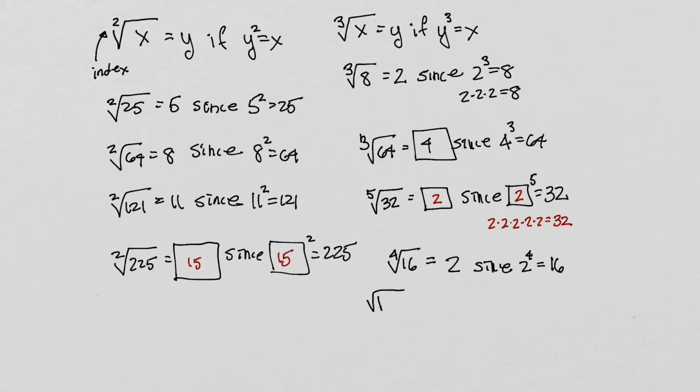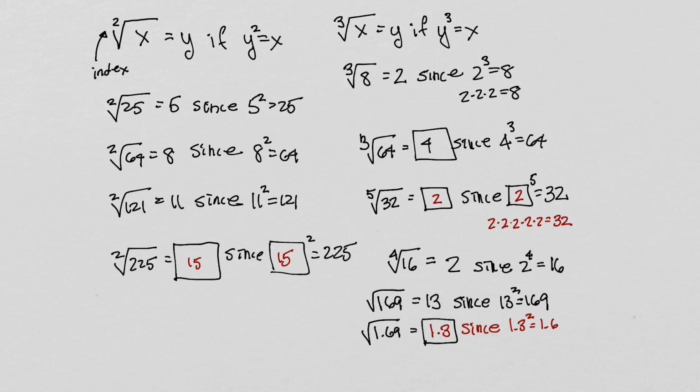Let's try one with a decimal. Actually, how about this? Before we do a decimal, how about the square root of 169? Now this is going to be 13 since 13 squared is 169. And now let's go to a decimal. How about the square root of 1.69? What do you think that one is going to be? Probably related to this 13. Think about it for a minute and put a number in here. Yeah, I think we're going to guess 1.3, and we could say we think so since 1.3 squared is 1.69.